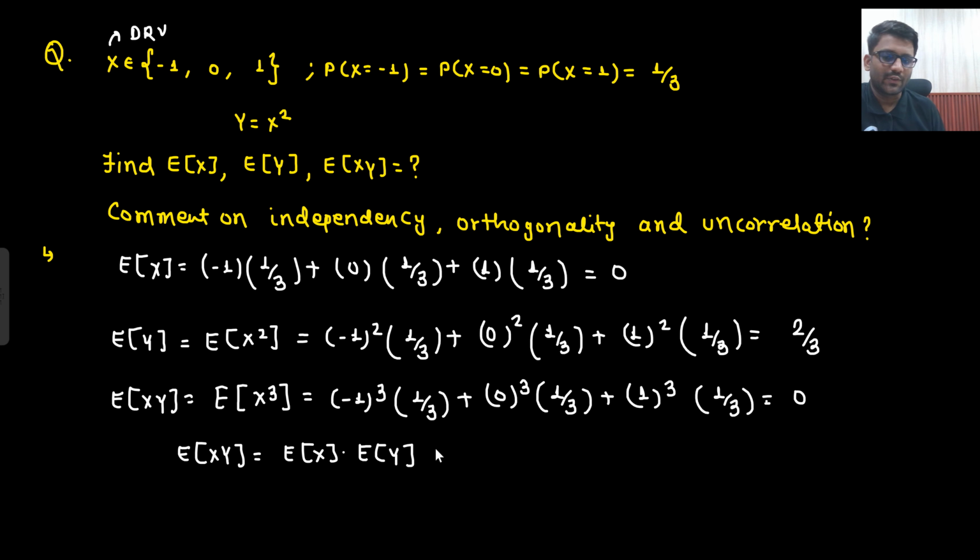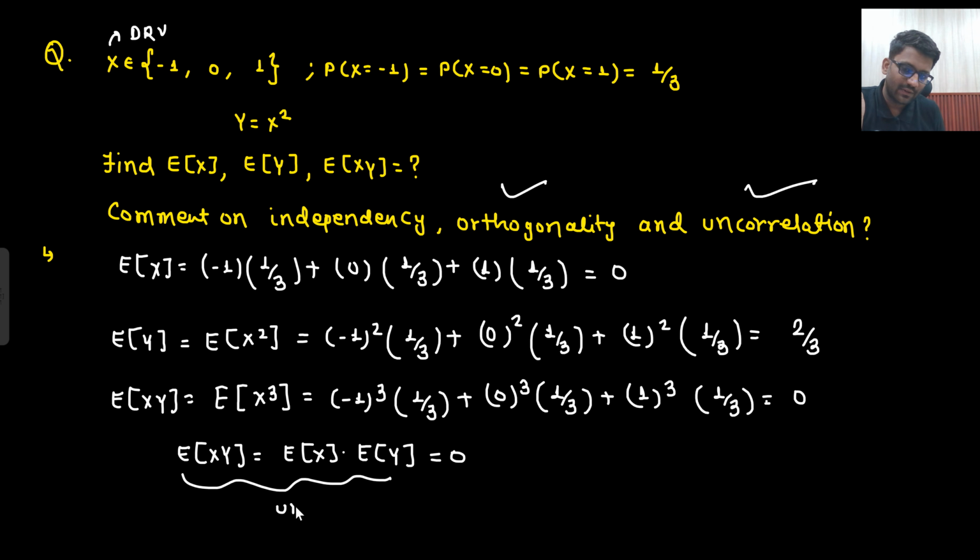Along with that, expectation of xy is also coming out to be 0. Expectation of xy is coming out to be 0, that means orthogonality is done. Expectation of xy is coming out to be expectation of x dot expectation of y. That means uncorrelation is also done. They are uncorrelated. Are you able to understand this point? From here, uncorrelation, right? And from here, you can say orthogonality.